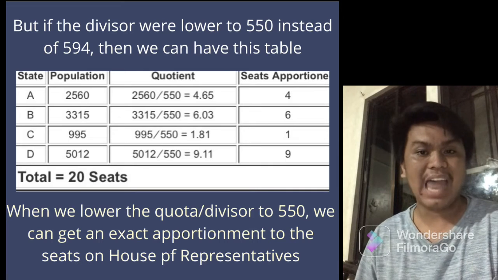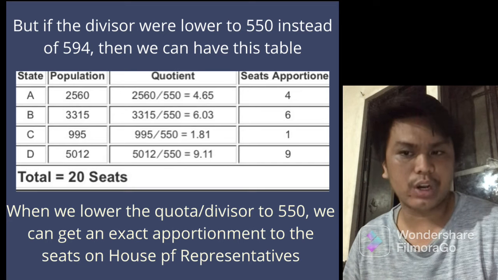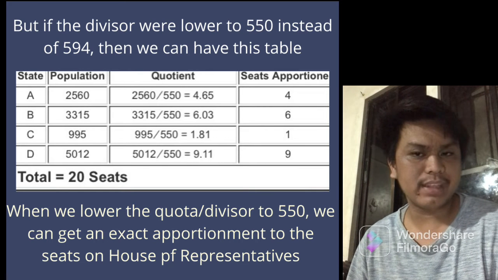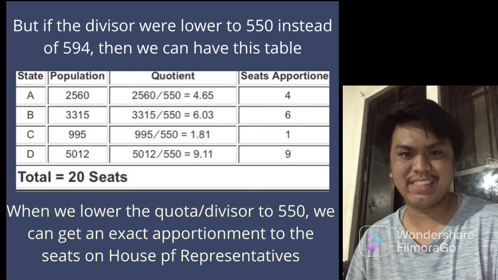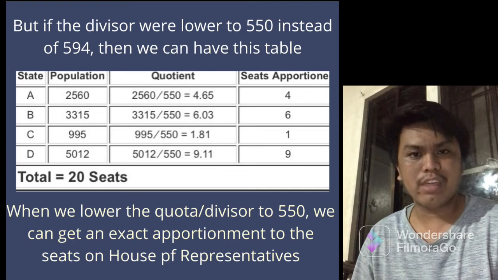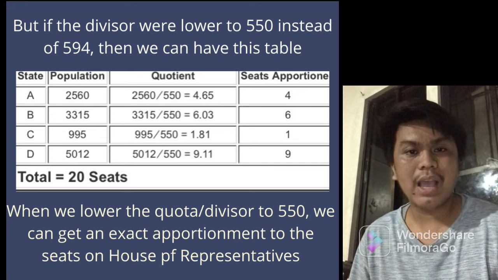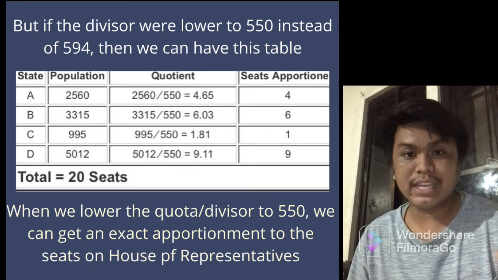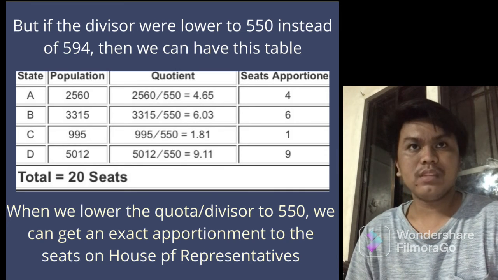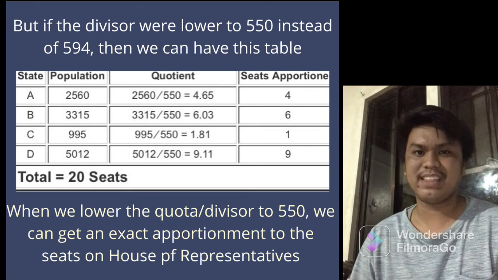And now we get 20 total seats in the House of Representatives. So what does this imply? This implies that when we lower the divisor to 550, we can get an exact apportionment of the seats in the House of Representatives. So that is how easy the steps in Jefferson's method are. If the first modified divisor doesn't work, we just need to keep guessing modified divisors in order to arrive at the exact apportionment of seats in the House of Representatives.